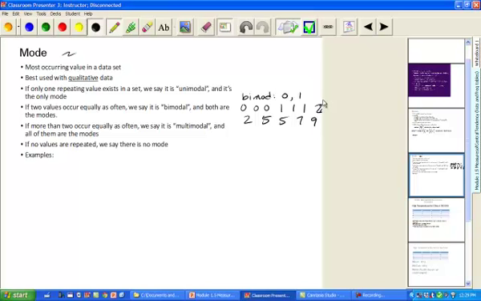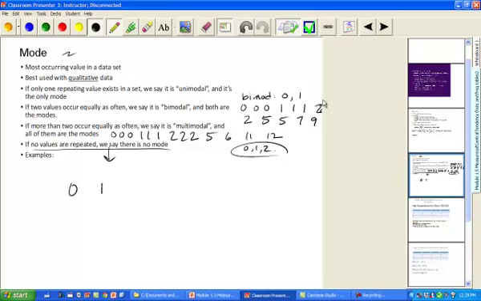If more than two values occur equally as often, we say it's multimodal. So if I had 0, 0, 0, 1, 1, 1, 2, 2, 2, 5, 6, 11, and 12, then 0, 1, and 2 are the modes. If no values are repeated, we say there's no mode. So 0, 19, 40, 47, and 100. That's the data set. Nothing occurs more than once, so we say that there's no mode here. Hopefully that makes sense.